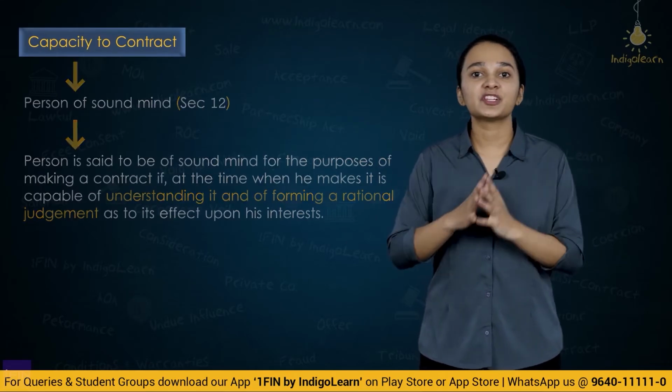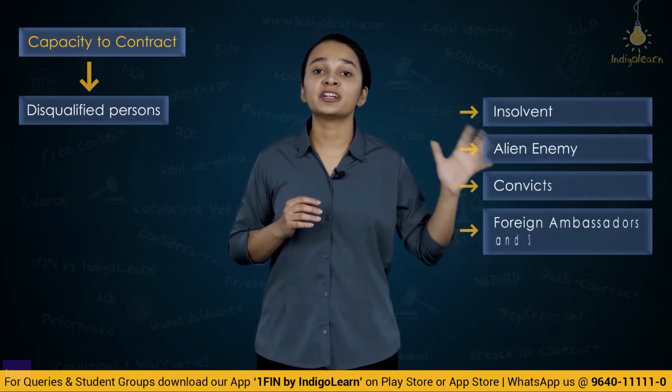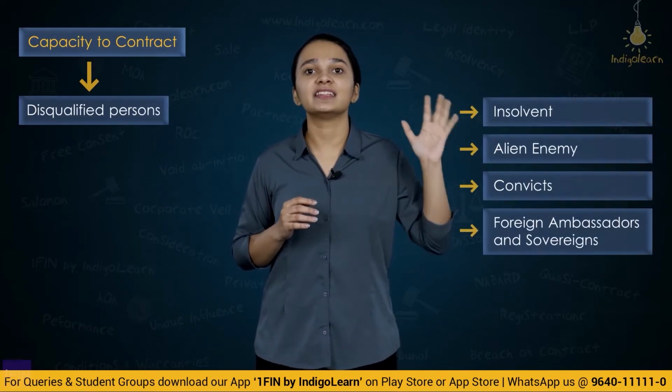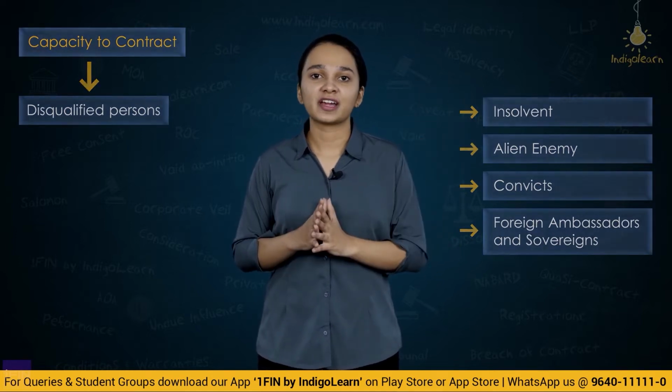Then we have understood who is a person disqualified by law. So insolvents, convicts, criminals, foreign ambassadors, alien enemies, these are some of the persons who are disqualified by law from entering into a contract. After this, we have started with the second essential element, and that was free consent.